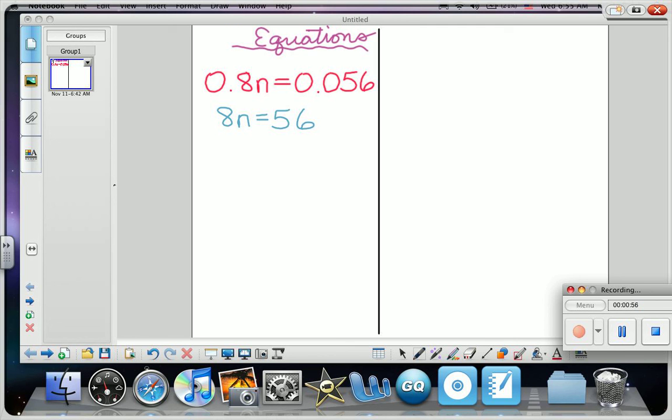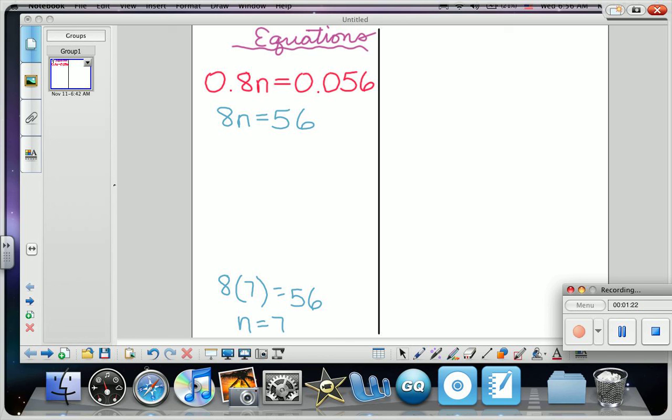Now, like I said before, if you're great, wonderful, fabulous with math and your facts, you know that 8 times 7 is going to give you 56. So therefore, n equals 7. Now, what if you're not so great at your facts? Well, remember how I gave you a hint for the last one? I'm going to give you a hint for this one too.